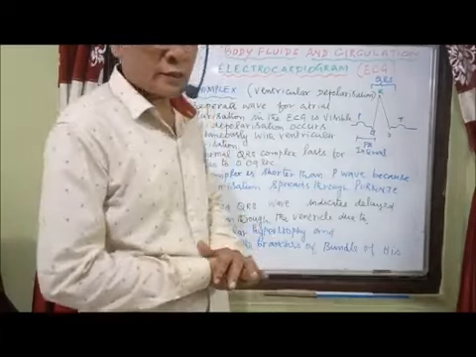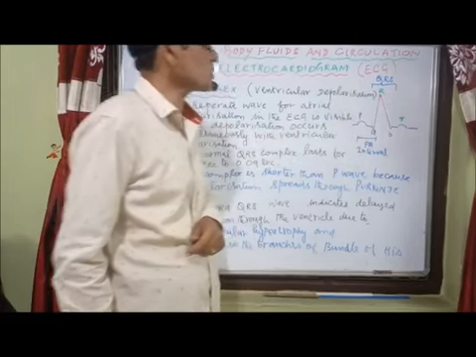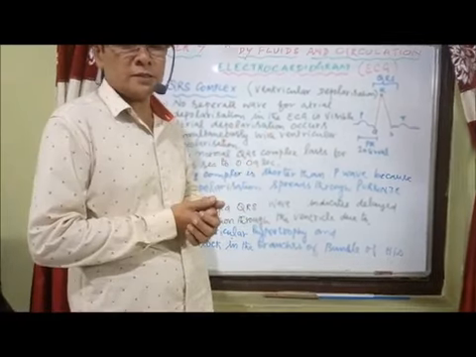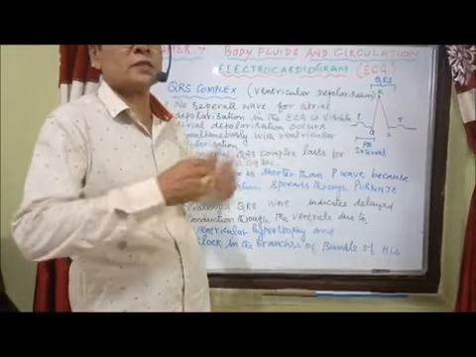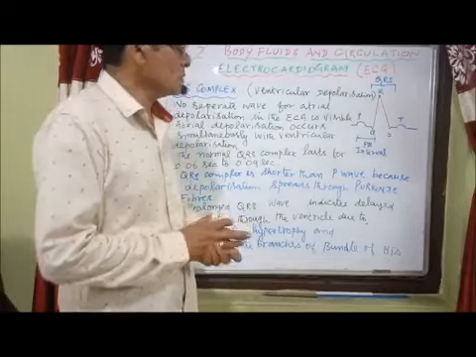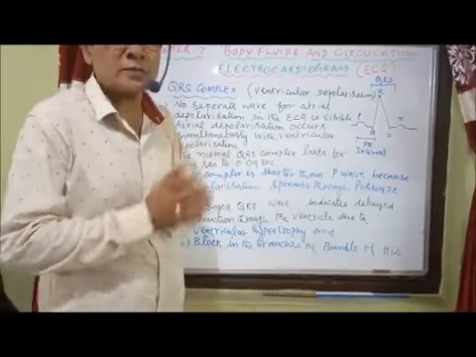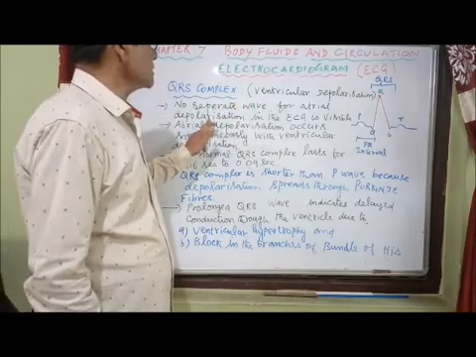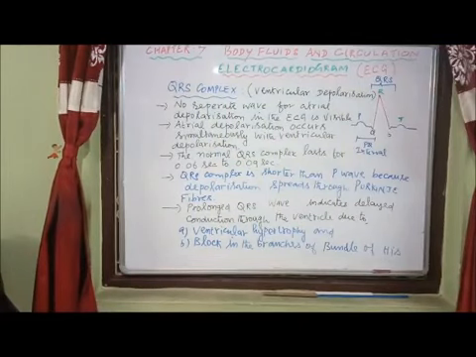Now the QRS complex is the next one, followed by the P wave and PQ interval. Now we have to enter the QRS complex. In the ECG there is no separate wave visible for atrial repolarization. The reason is that depolarization of the ventricles and repolarization of the atria occur simultaneously. Remember that one. So there is no separate wave for atrial repolarization.